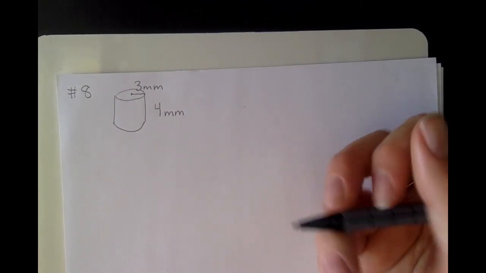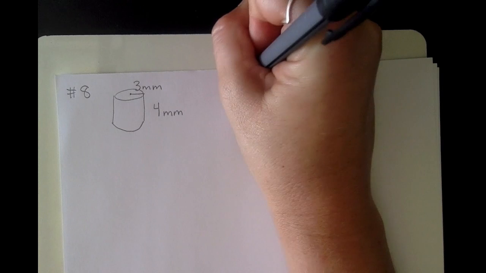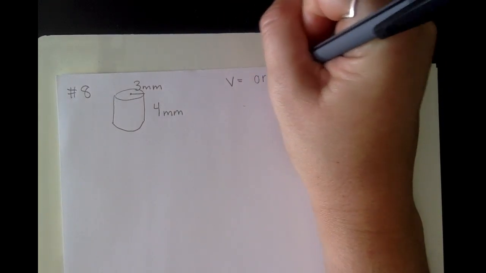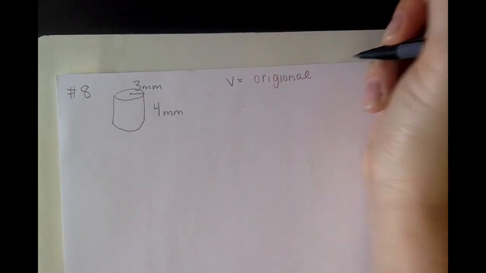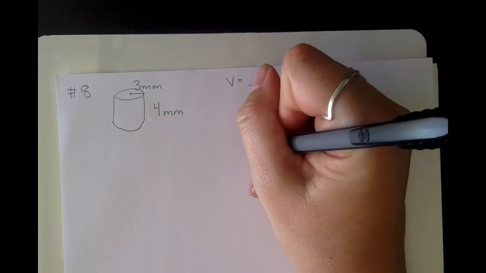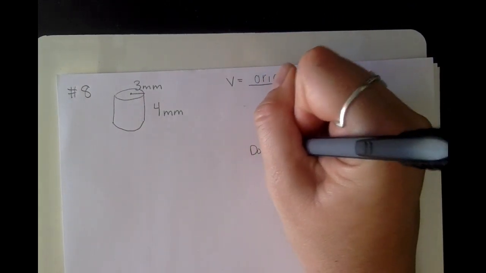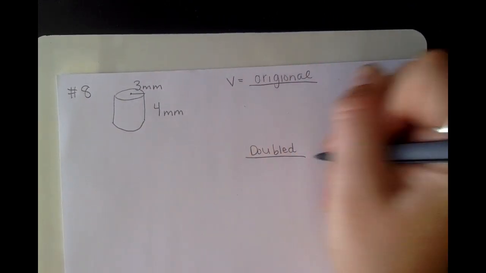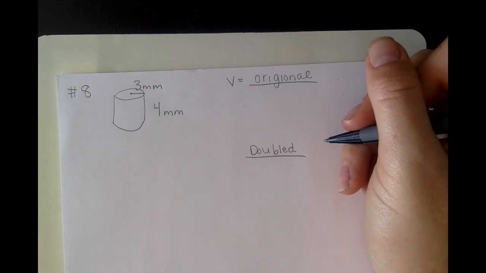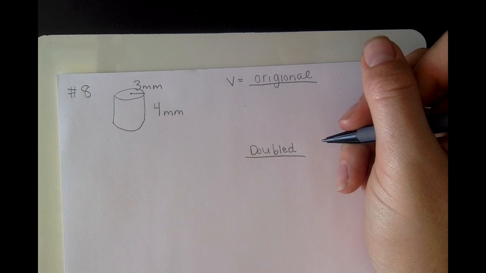So the first thing you'll want to do is find the volume of my original. And then I'll want to find the volume of the one that's doubled. And I want to compare. It asks you how many times greater is the volume of the new cylinder than the volume of the original cylinder.